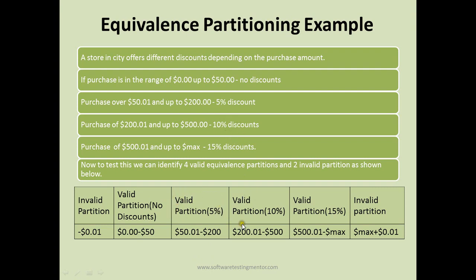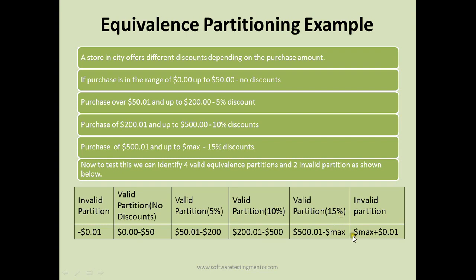Then there will be a partition of 10% discount, that is also a valid partition, which will have the range of 200.01 to $500. Then another valid partition is for the 15% discount, which is for the purchase of $500 plus up to the maximum purchase limit. So 500.01 up to maximum purchase limit. So these are 4 valid partitions: no discounts, 5% discount, 10% discount, and 15% discount.